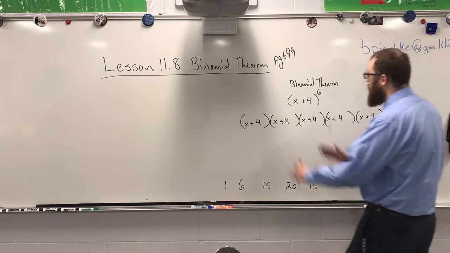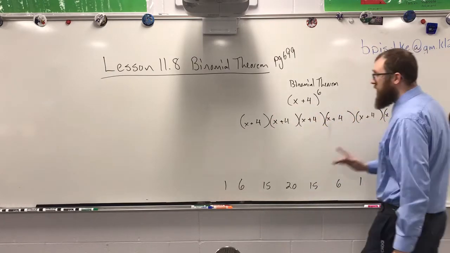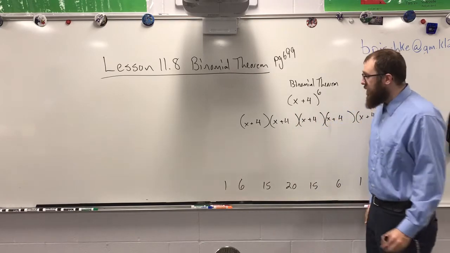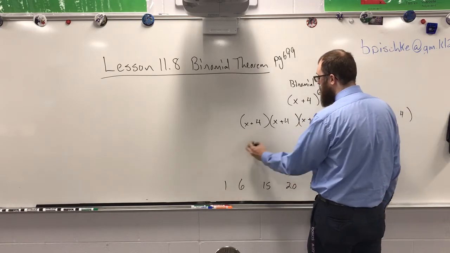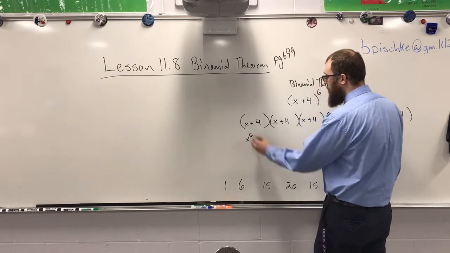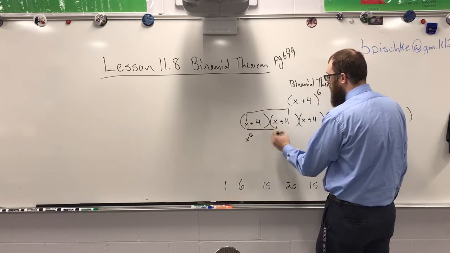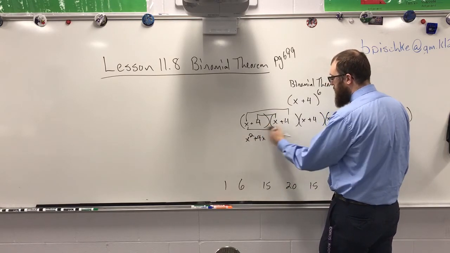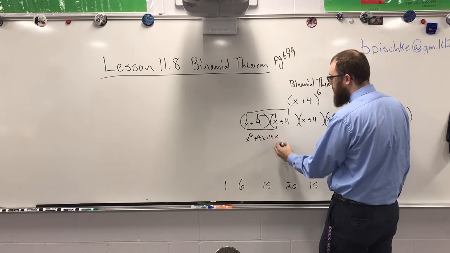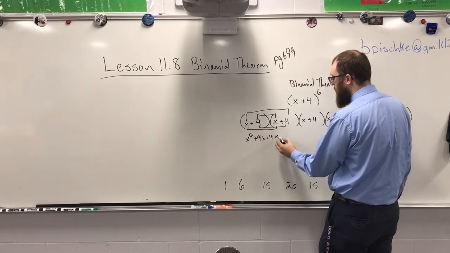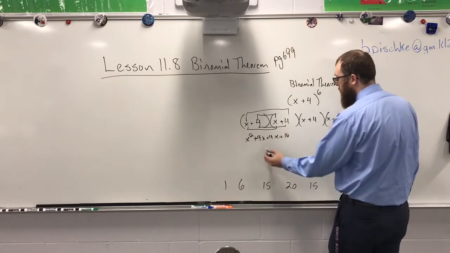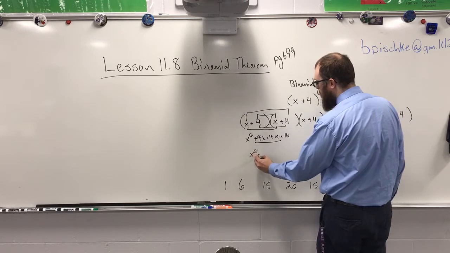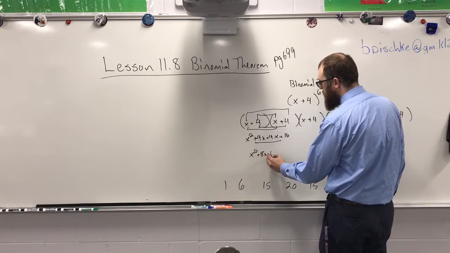All right, so I have 3 FOIL problems. The only nice thing about the 3 FOIL problems is that they're all the same FOIL problem. My firsts are x times x, which is x squared. My outers are x times 4, which is 4x. My inners are x times 4, which is 4x. And my lasts are 4 times 4, which is 16. I can put these middle two together to get 8x. So I end up with x squared plus 8x plus 16.